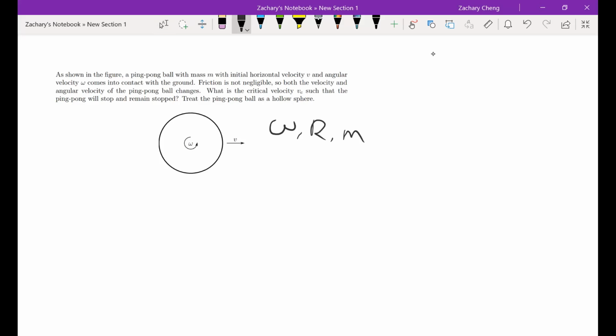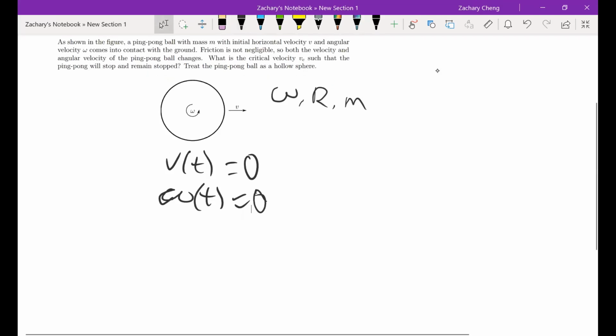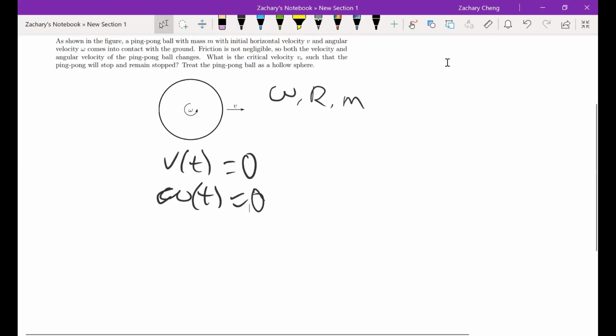Because if V is zero and omega isn't, since the ping pong ball is spinning, that will eventually cause the ping pong ball to move, and then V will be non-zero and the ping pong ball will start moving. So that means that at some time t, we need to have both V(t) equal to zero and omega(t) also equal to zero. To find this is pretty easy.